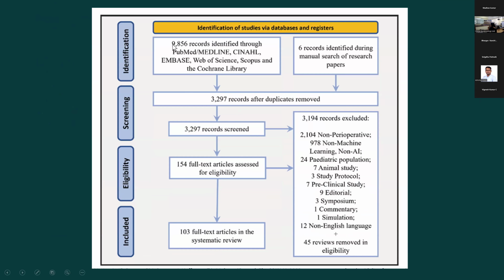So when we look at the PRISMA flow diagram, they identified 9,856 records, and after removing the duplicates, they got 3,297, of which 3,194 records were excluded, mostly for the studies being non-perioperative, non-machine learning, non-AI, and a few because it was from a pediatric population, animal study, preclinical study, editorial or commentary, and 12 non-English language studies were removed. Totally 103 full article texts were included in the systematic review.